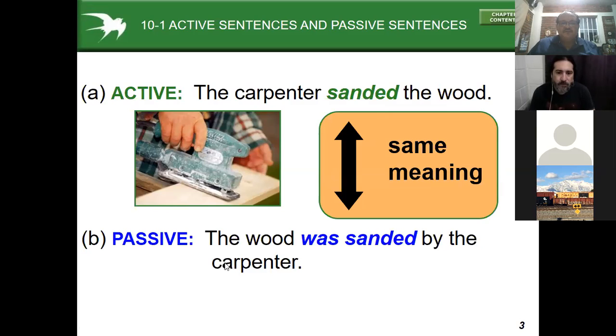This one, we make the emphasis in the wood. Hey, look at the wood. Oh, it was sanded by the carpenter. That's why it looks very nice. Very neat. Okay? Very soft. Smooth. Right? And the carpenter sanded. Here we want to emphasize that the carpenter did the job. Okay?